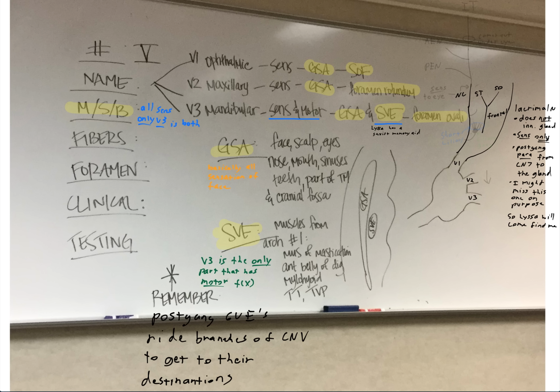Nasociliary. I can't even say it enough. Sensory to the eyeball. It is the main sensory nerve to the eyeball. When your eye hurts, that's the nasociliary telling you it hurts. The nasociliary has branches.